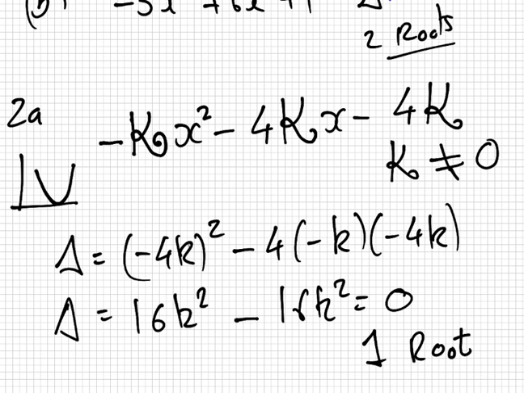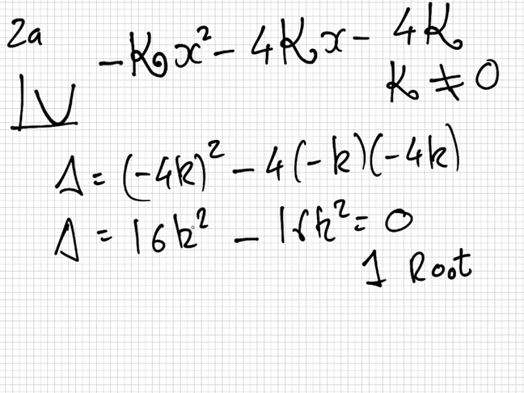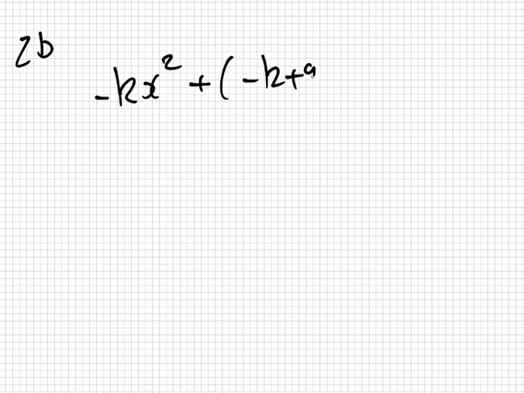I'll do another example of this since it's more difficult. I'll do 2b. You need a minute to write this down? Okay, 2b: minus k x squared plus minus k plus 9x plus 3. Again, I cannot find the roots, but I can actually work out how many roots there are.